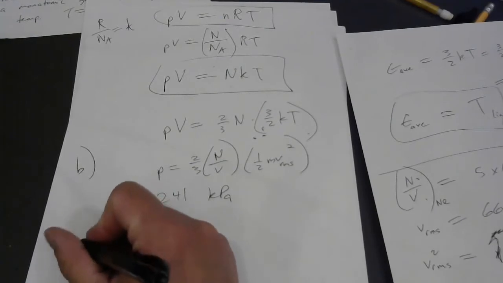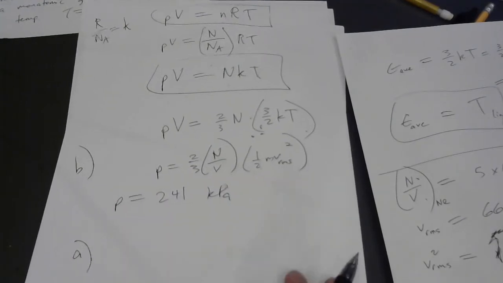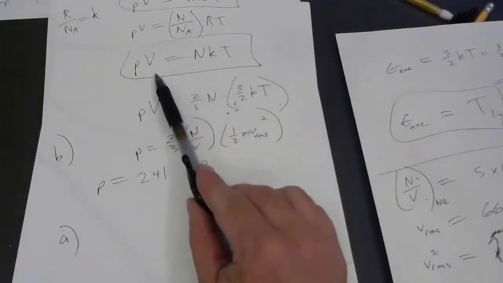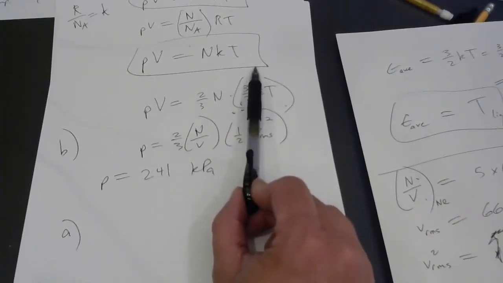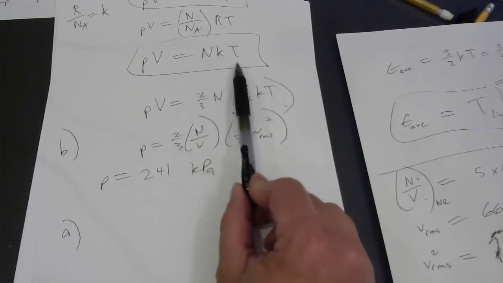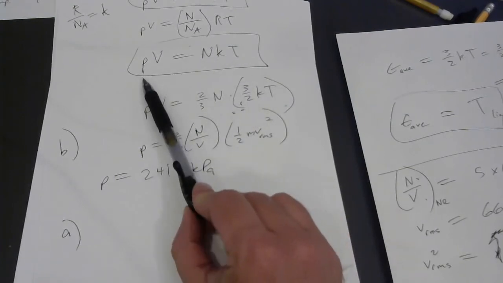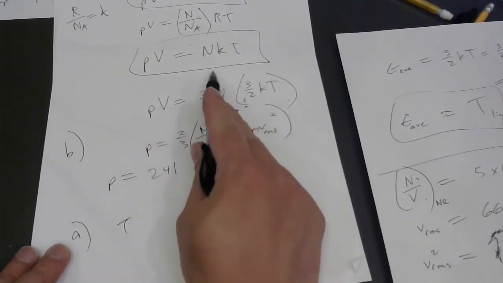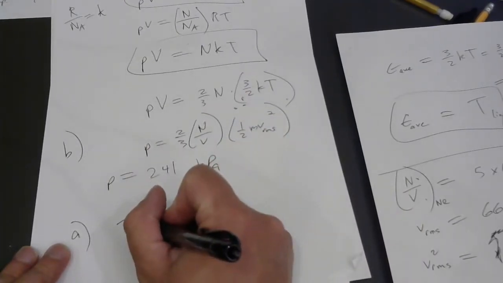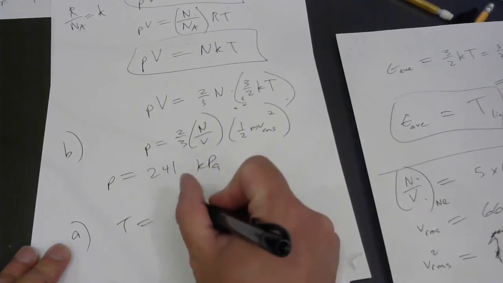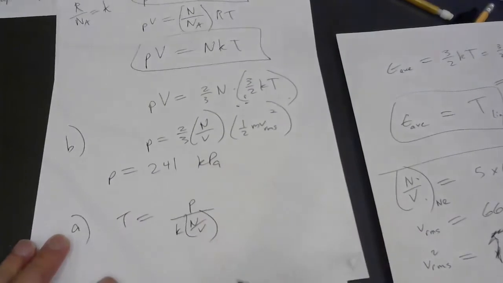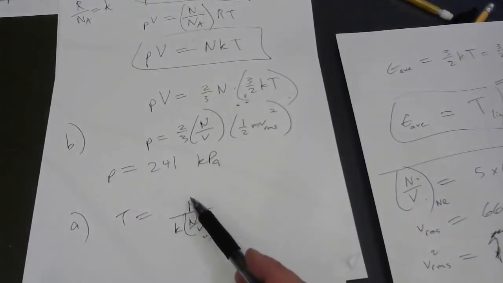Now they'd like to know the temperature. Well, one way to do that would be to go back to this form of the ideal gas law and solve for T, because now we know P. Yeah, check it out. If I solve this for temperature, I get temperature is equal to pressure over K times N over V, where that's the number density. So we could just plug everything in and evaluate the temperature that way.